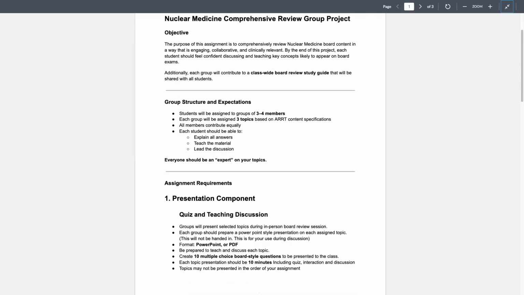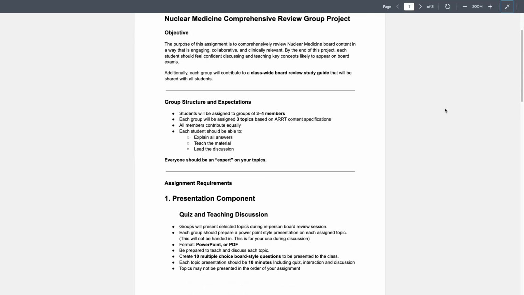Group structure and expectations. Students are going to be divided into groups with 3 or 4 members. I think I was able to get 4 people in every group except for one because of how the numbers worked out. Each group is going to be assigned 3 topics from the ARRT content specifications, and all members are expected to contribute to this group project. Each student should be able to explain all the answers, teach the material, and lead a discussion.